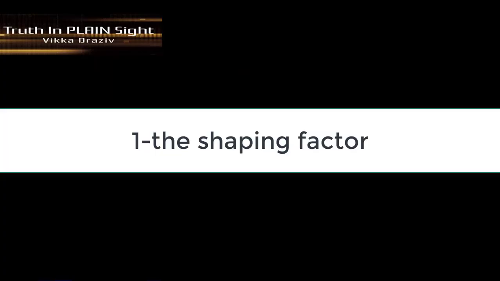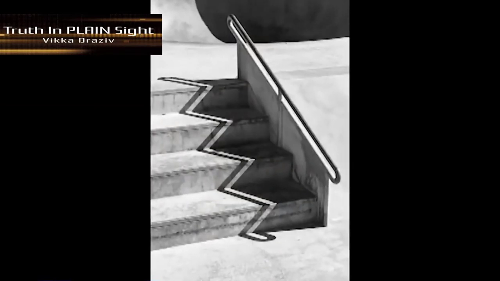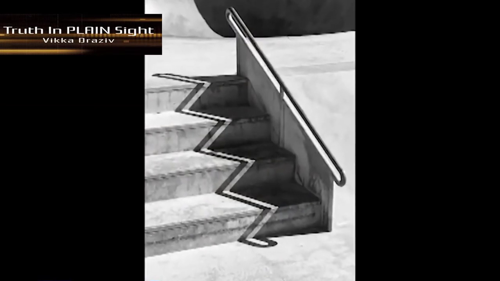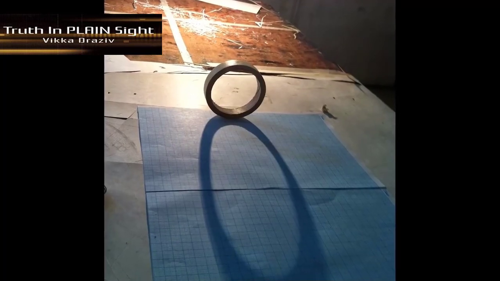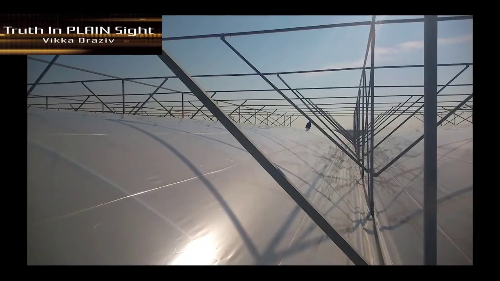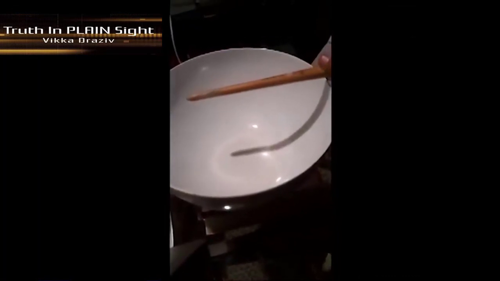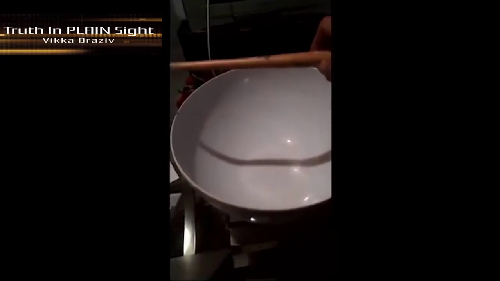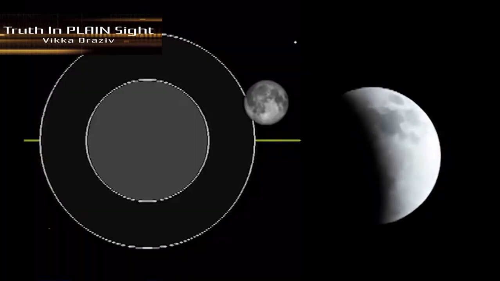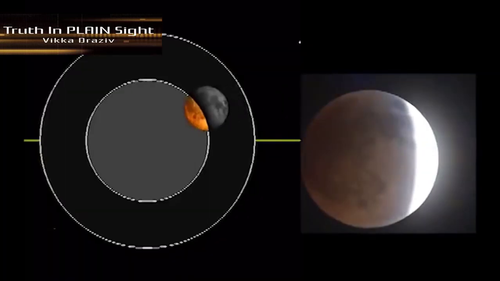The shaping factor. A shadow will always naturally move across different types of surface. The shadow will always take the shape of the surface or area, revealing the true shape of an object. This never happens on the surface of the Moon during an eclipse.